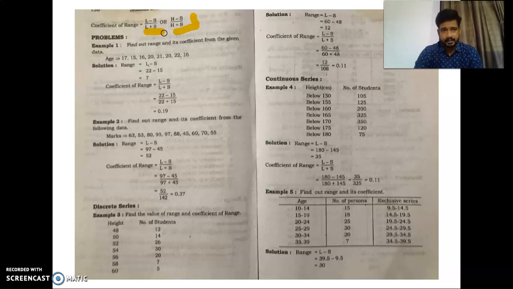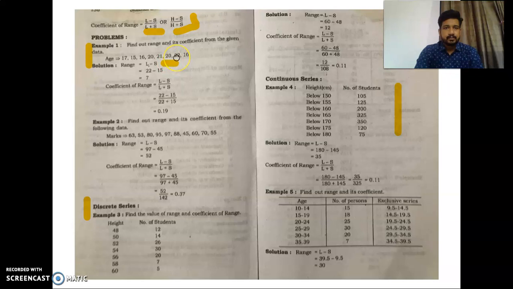As we discussed earlier, we will have the problem on simple series, then the problem on discrete series, and then the problem of continuous series. First we will go to the problem of simple series. Find out range and its coefficient from the given data. We have just a simple series where the age is given and we have to find the range between smallest and largest. So our formula is L minus S.